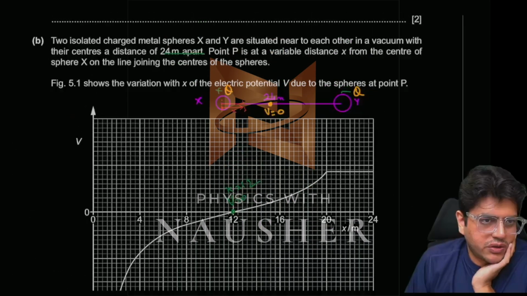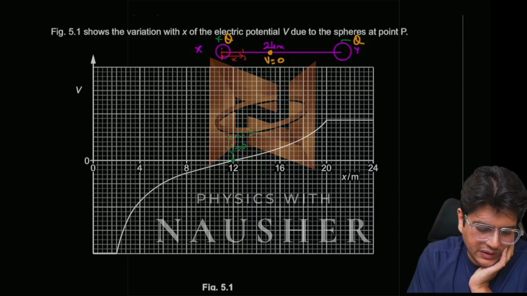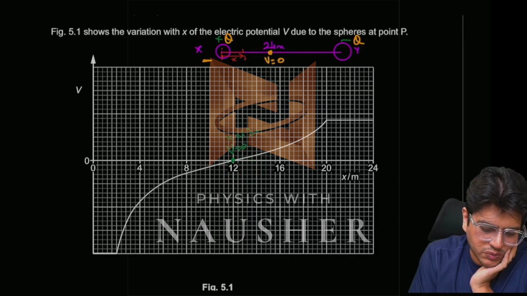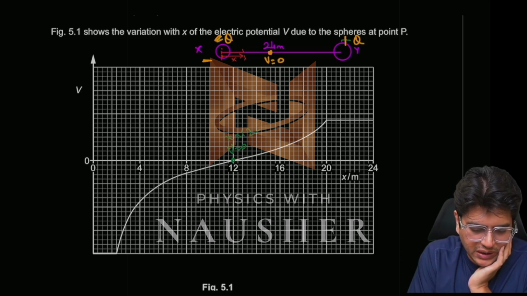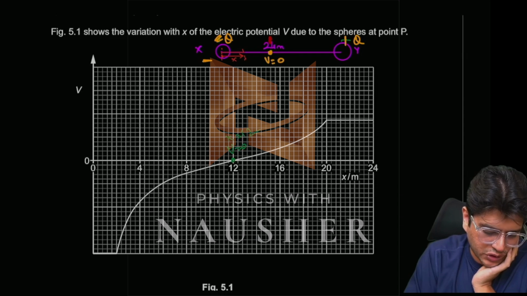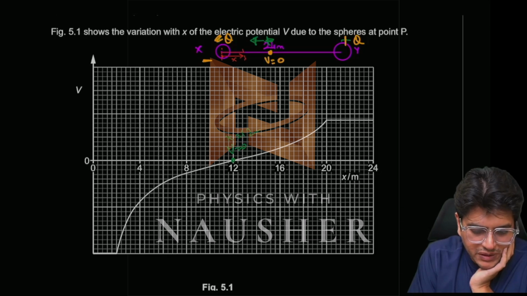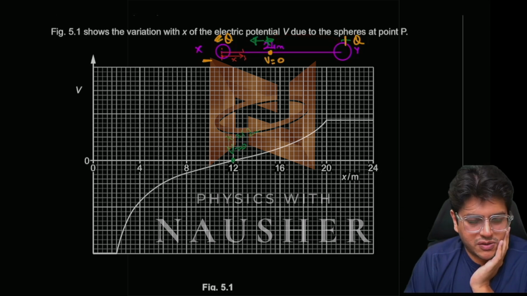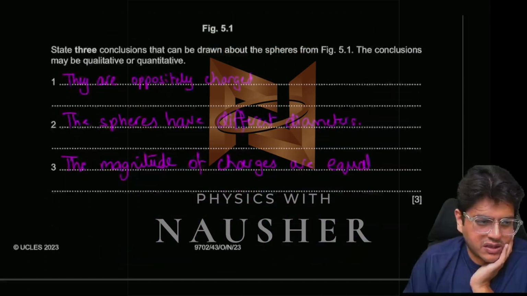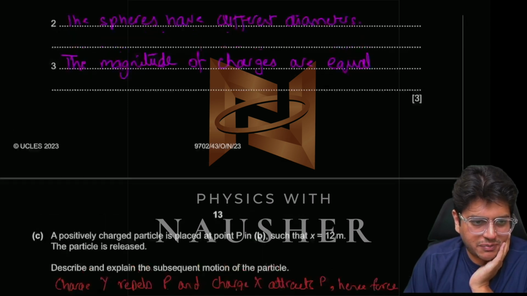So let's assume that this is x and this is y. Let's say this is the negatively charged one and this is the positively charged one. So what's going to happen? If you place a positive charge over here, the positive charge will be attracted towards the negative charge and will be repelled by the positive charge. So charge y repels P and charge x attracts P.